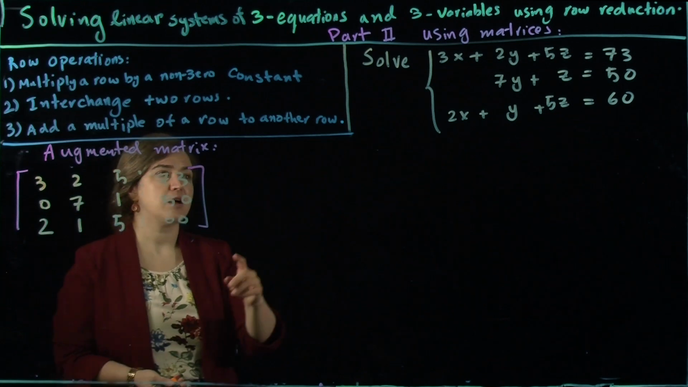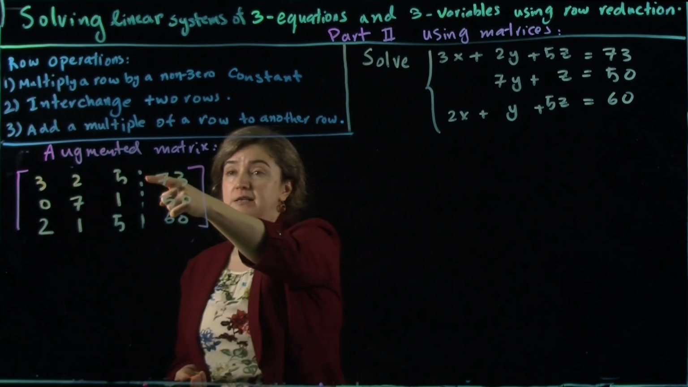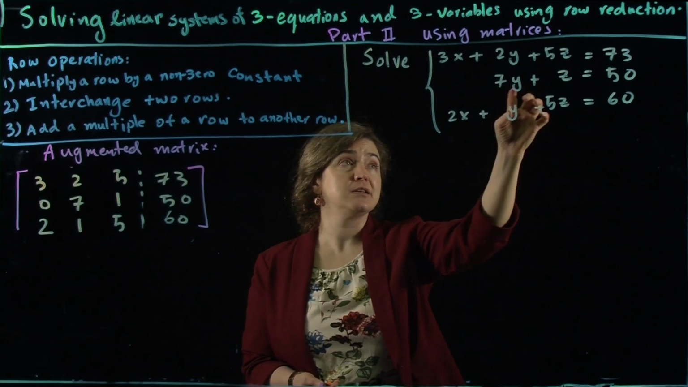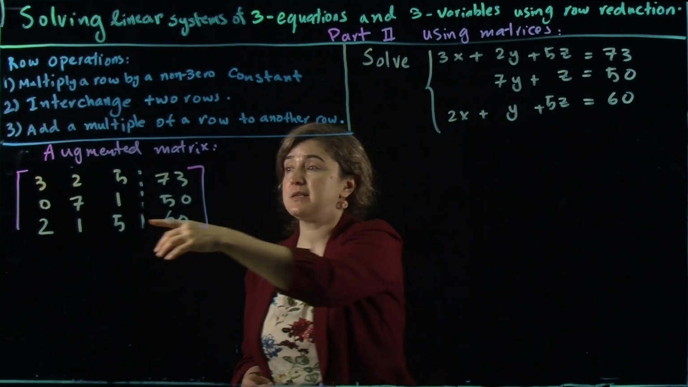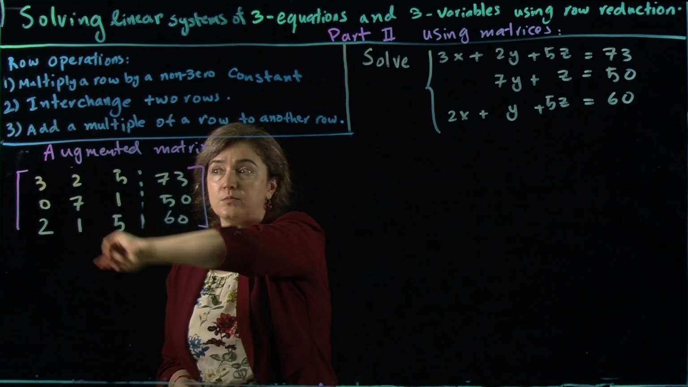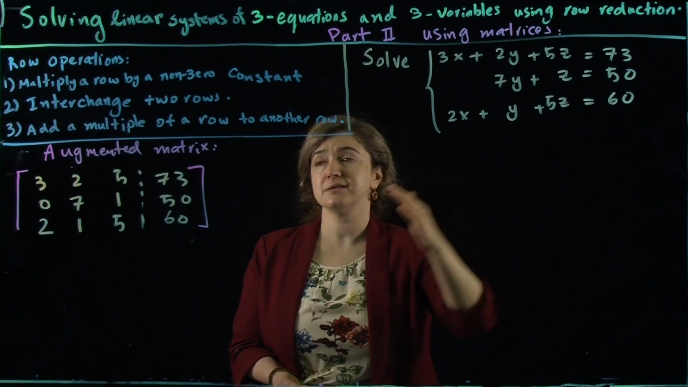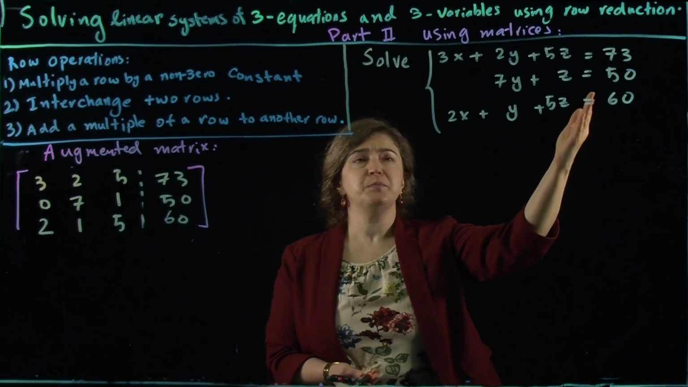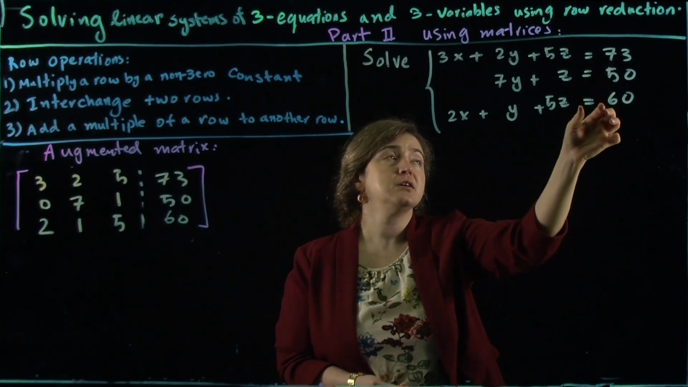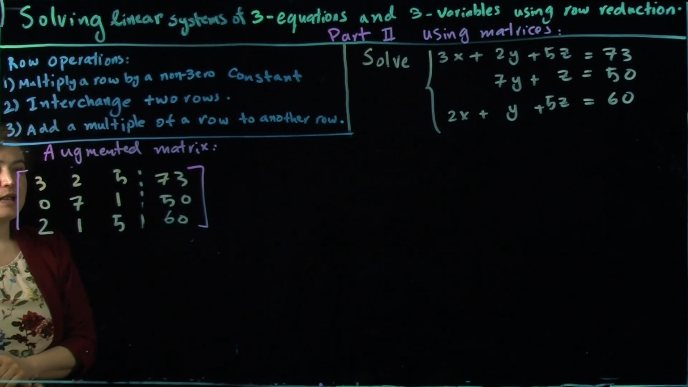Things to notice: anywhere that a term with a variable is missing, you put in a 0. You put all the coefficients on one side, and then you put all the constants on the other side. To be able to write an augmented matrix, we really have to have the constants on the other side of the equations every time. So what's the next step?